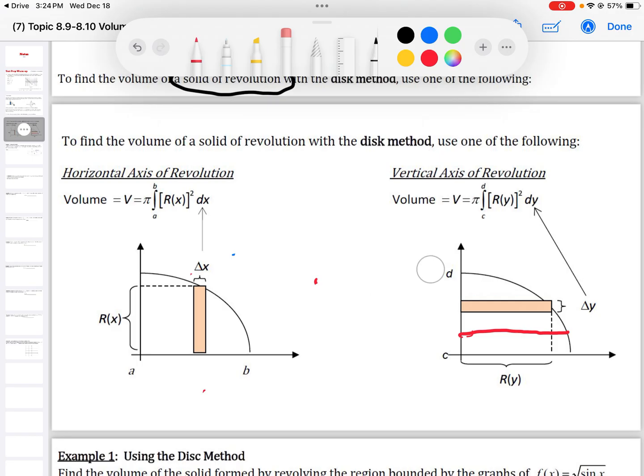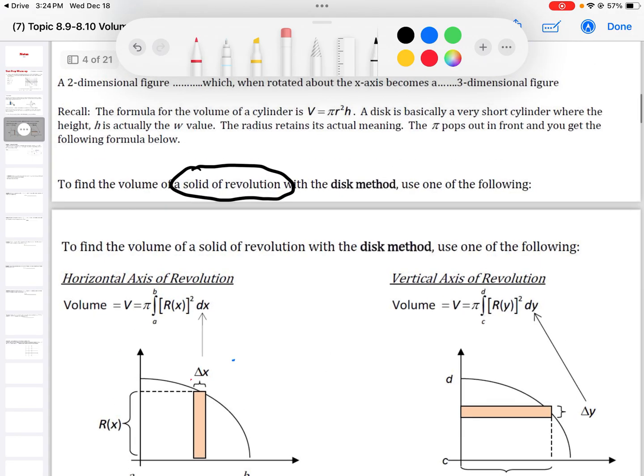All right, so we'll do some examples and we'll try to get a visual of what this looks like. When we do this in class, we're going to have a whole bunch of candy that day. It's kind of a fun one.